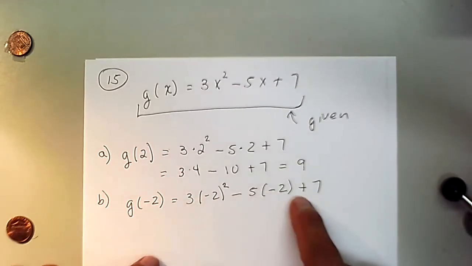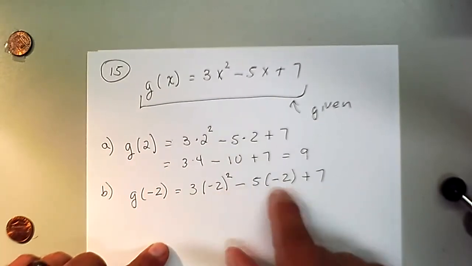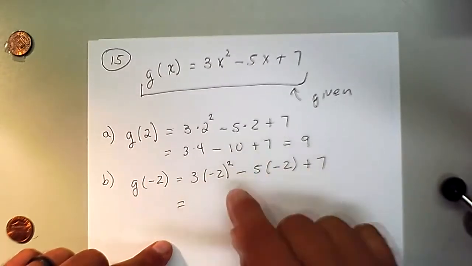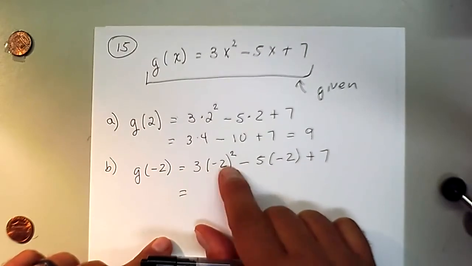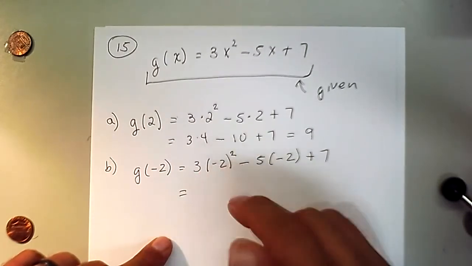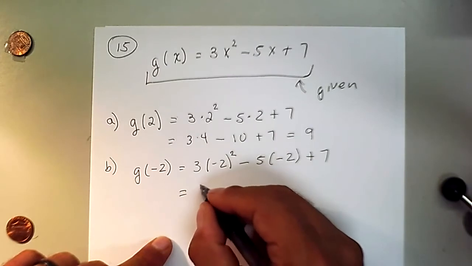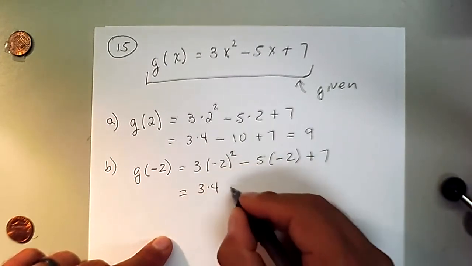So we can do that. We can sort of do two things at once. So square that. Now, this is the thing. Negative 2 squared is going to be positive 4 times 3. So I'm going a little bit fast. 3 times 4. All right.